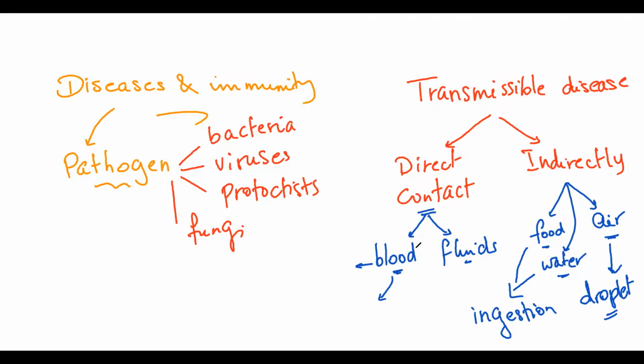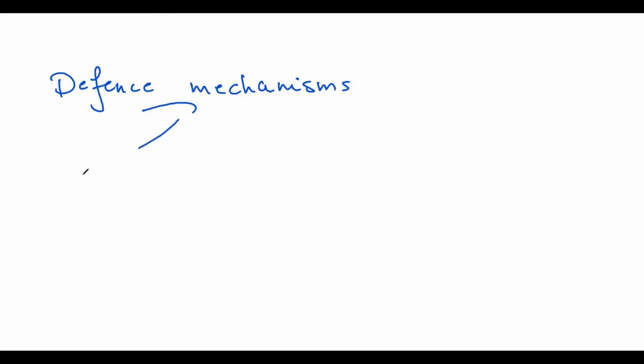But what will the body do if there is a pathogen entering the body? The body is going to start its defense mechanism. And we have a lot of them. The human body has many natural defenses against pathogens. We have, for example, mechanical barriers.